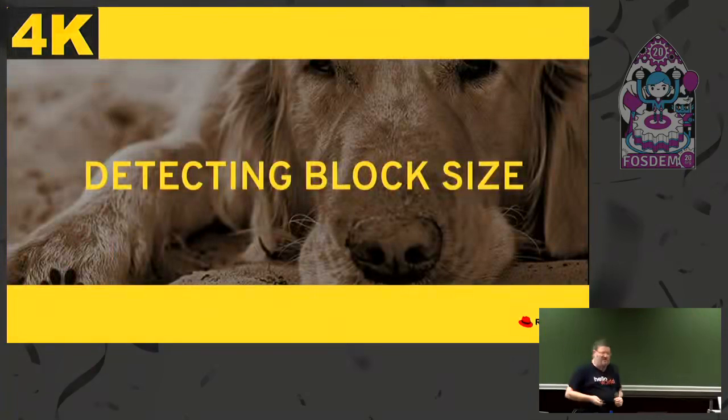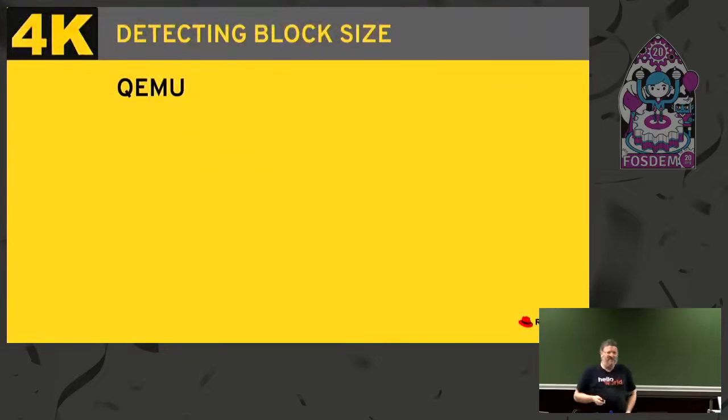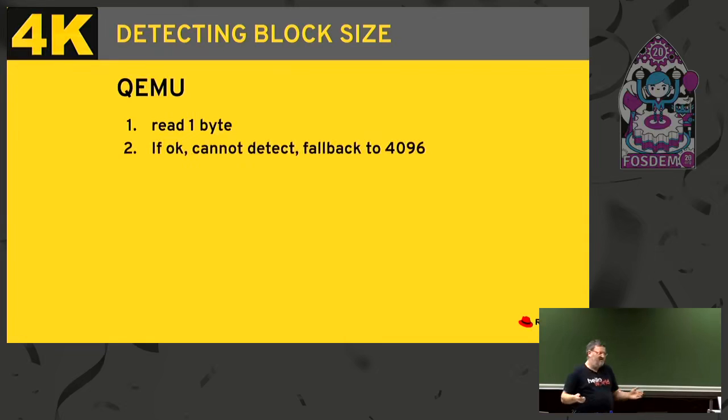So how do we detect block size? Let's see how QEMU does it. This is the new way that works on Gluster and XFS. First, we read 1 byte with direct I/O, and this is expected to fail. If this succeeds, QEMU knows that we cannot detect the block size. Maybe there is no block size requirement, and QEMU will fall back to a safe value that works in any case. It's not the optimal value, but it's safe.